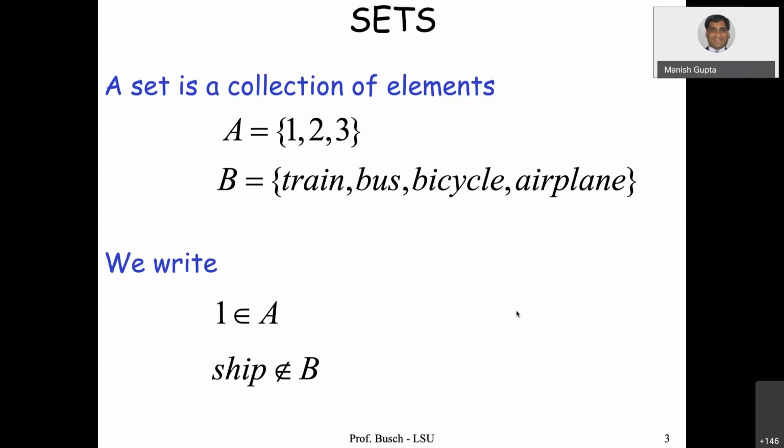So now, the first T problem for you. Give an example of a collection of elements which is not well-defined. Okay, this is a T problem for you. Give an example of a collection of elements which is not well-defined. Is it okay to everyone? This is the first T problem for today.